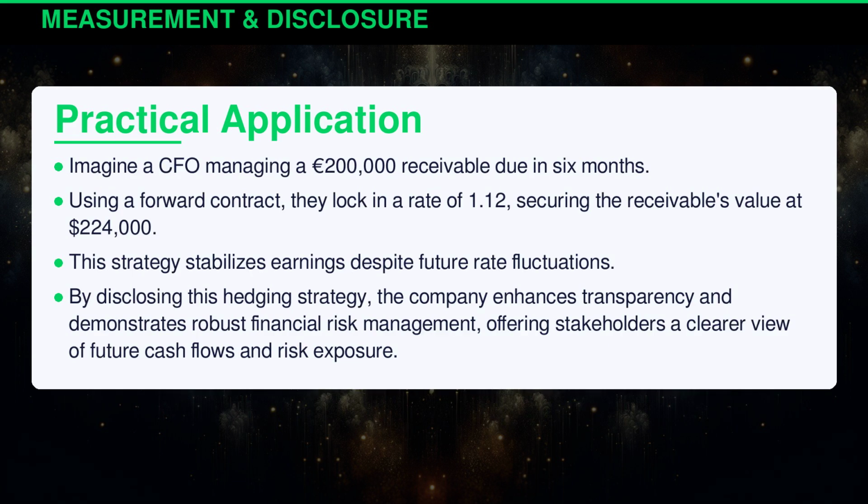Imagine a CFO managing a €200,000 receivable due in 6 months. Using a forward contract, they lock in a rate of 1.12, securing the receivable's value at $224,000. This strategy stabilizes earnings despite future rate fluctuations. By disclosing this hedging strategy, the company enhances transparency and demonstrates robust financial risk management, offering stakeholders a clearer view of future cash flows and risk exposure.